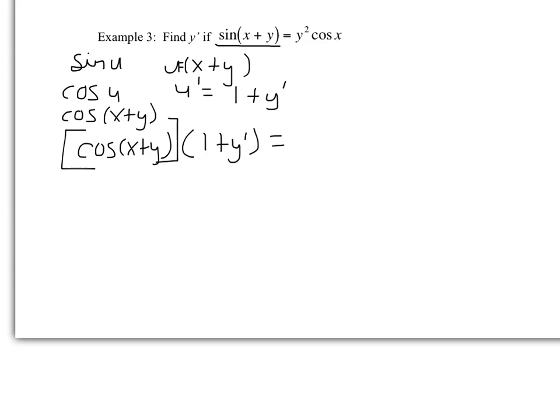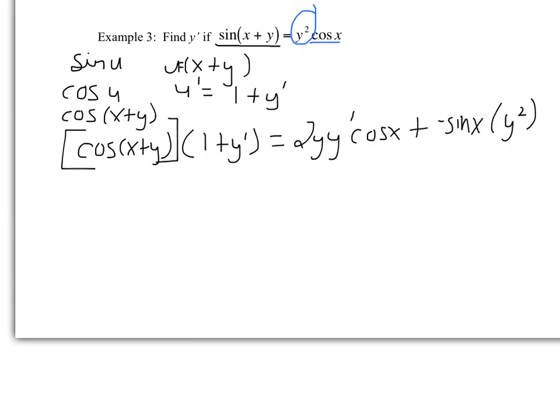And then our right side is going to be the product rule. And I'm going to look at this as my f, and then this is my g. So if I do f prime, it would be 2y, but again, I have to do y prime, times my g, and then plus g prime, which happens to be a negative sine in this case, times my f, y squared. All right, now the hard part's done.